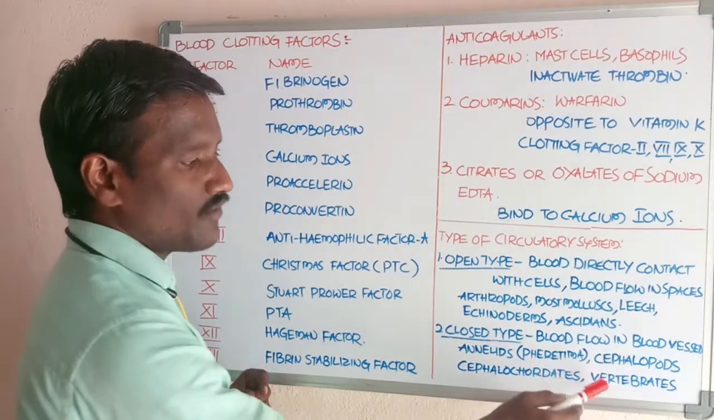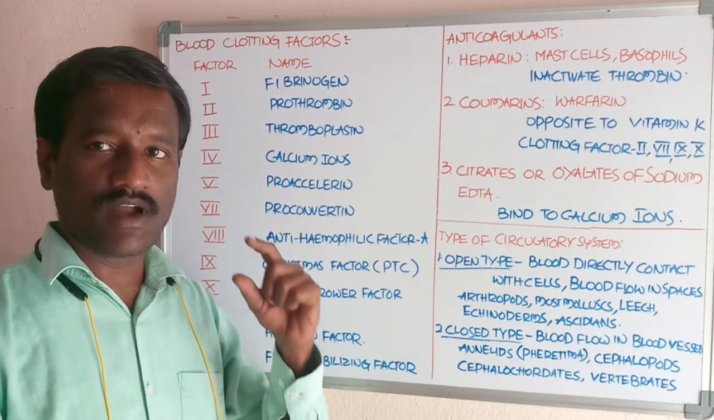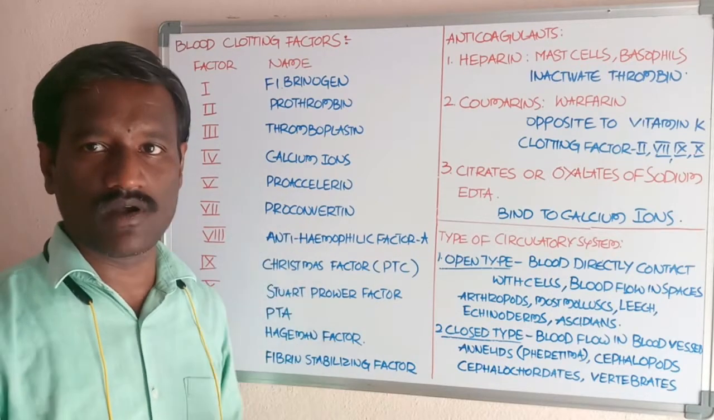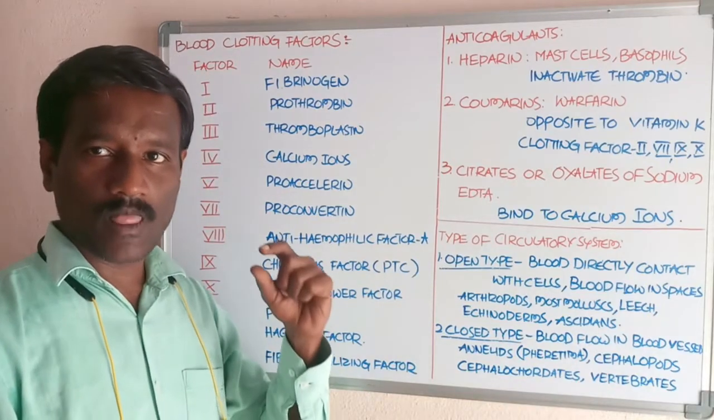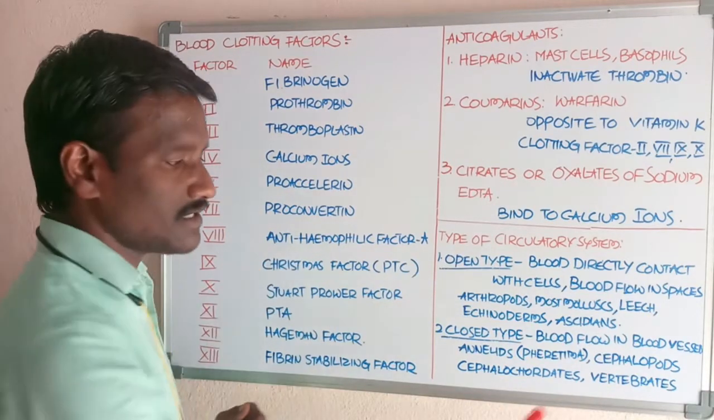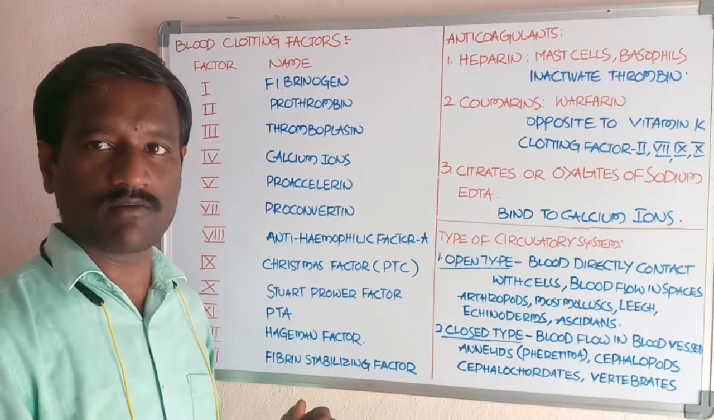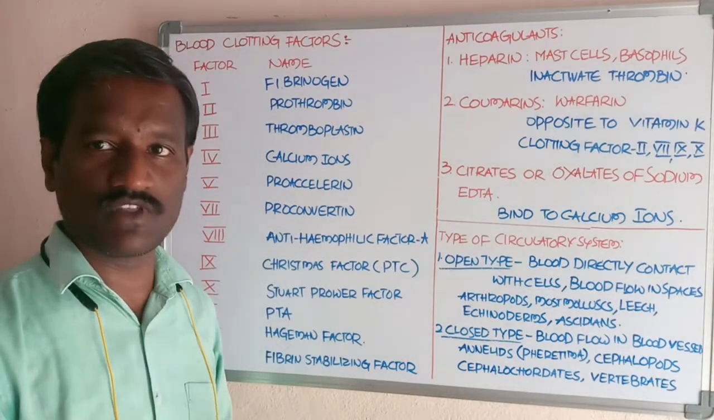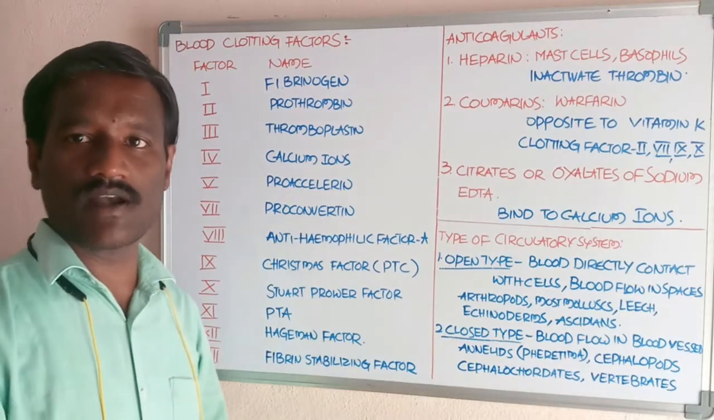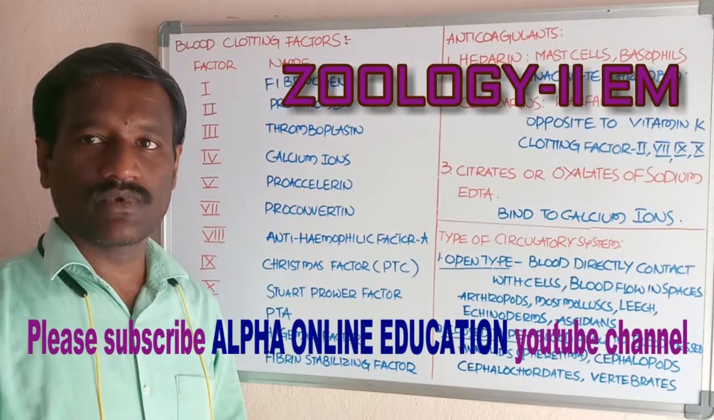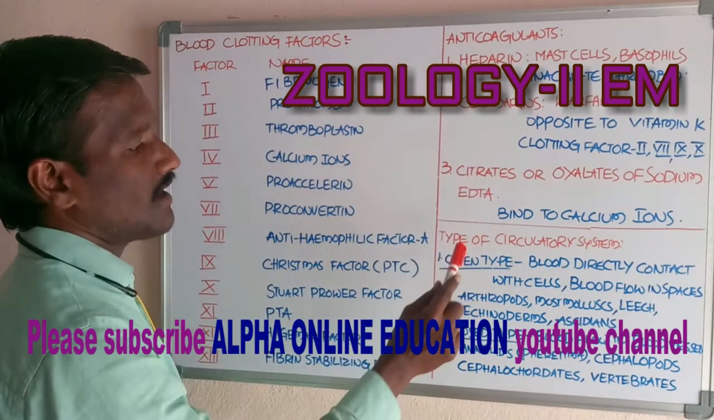And vertebrates, animals from the fishes to the mammals. Higher chordates, highly developed chordates, okay, fishes, amphibians, reptiles, birds, mammals. These are all vertebrates, which show the vertebral column and the backbone in mid-dorsal position of the animal. These vertebrates show the closed type circulatory system. Okay, students. This is an account on the blood clotting factors, anticoagulants, and types of circulatory system.